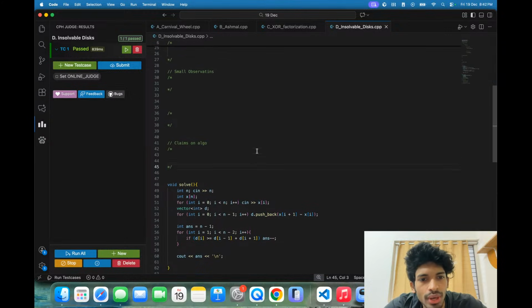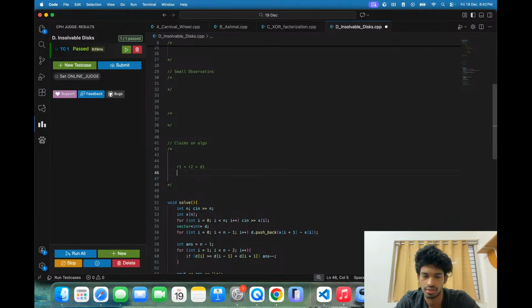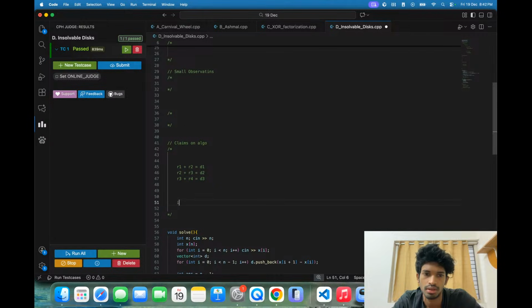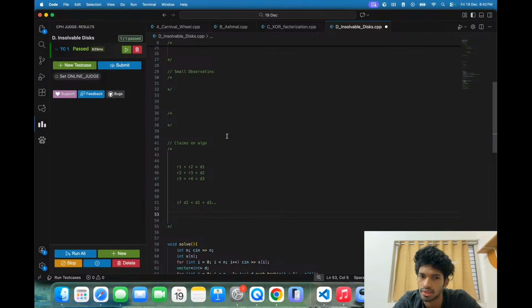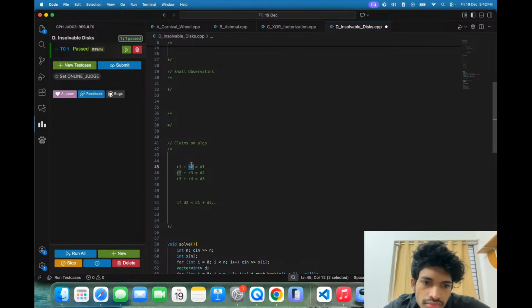Is it always possible to have solutions like R1 plus R2 equals D1, R2 plus R3 equals D2, R3 plus R4 equals D3, and so on, if D2 is less than D1 plus D3, and so on? This is the question, right? Is it always possible to have such solutions? Keep R2 0.